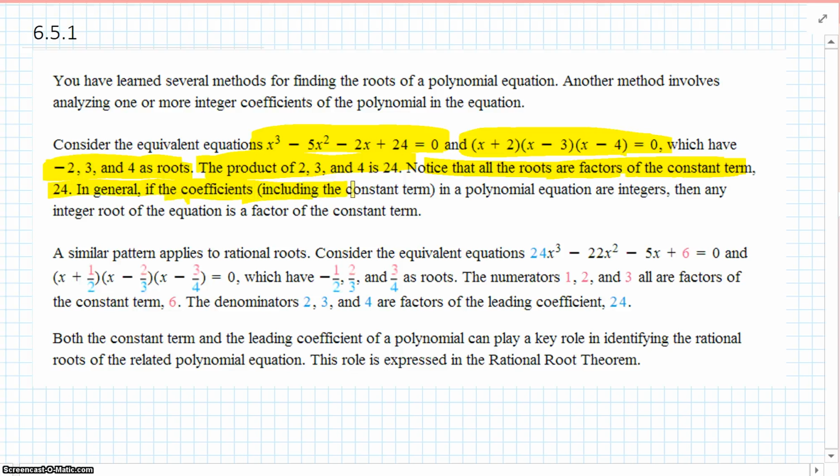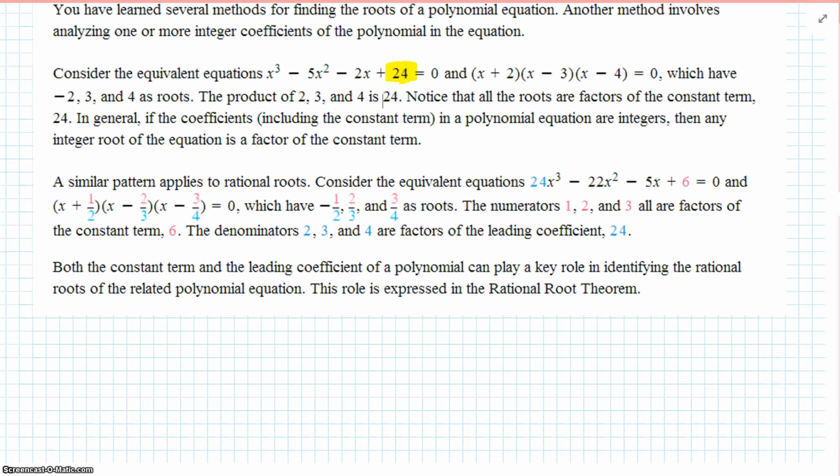So in general, if the coefficients in a polynomial equation are integers, then any integer root of the equation is a factor of the constant term. So if you look at this original one, the constant is 24. So we know all the factors of 24 could be possible roots.